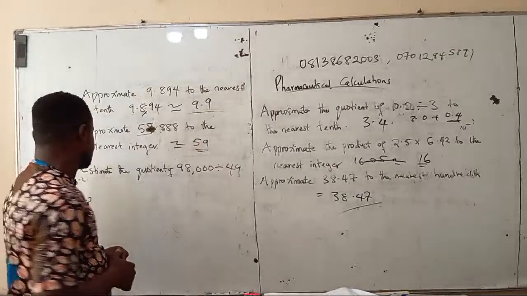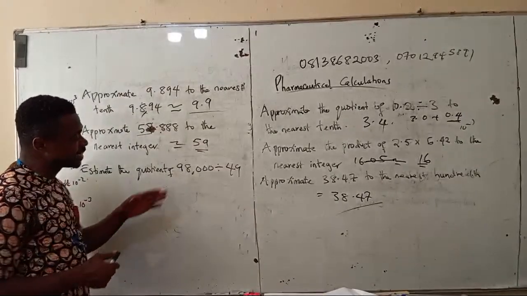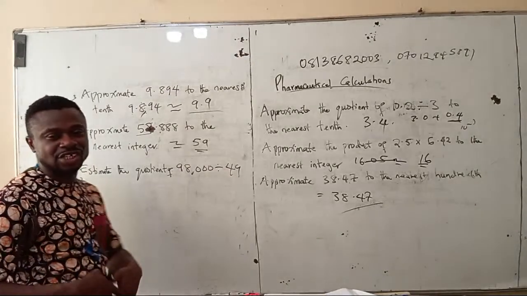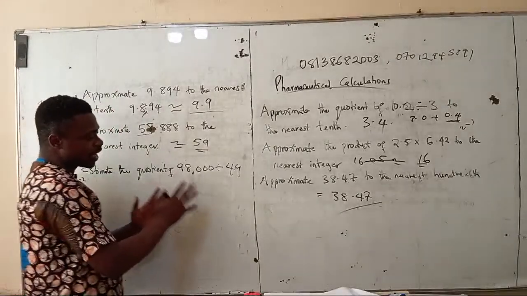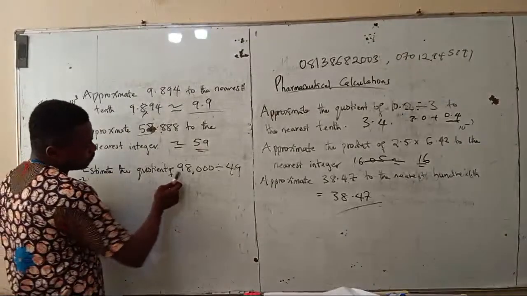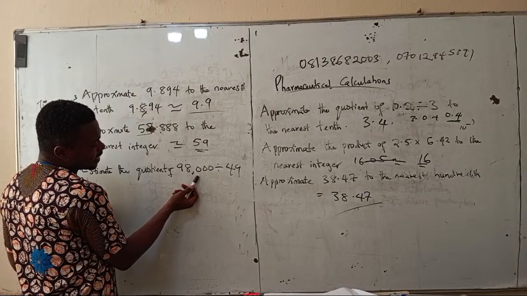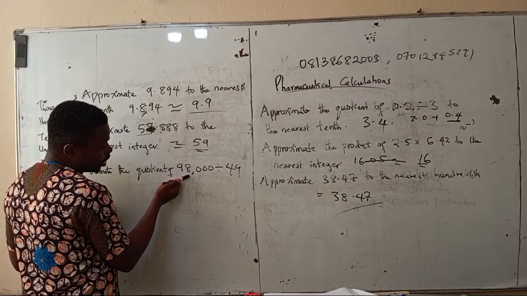Now, the last question says, estimate the quotient of 98,000 divided by 49. Estimation is not the same thing as calculation, so we are not doing any calculation here. We just look at the place values and estimate them. So look at this one here. This is 98.